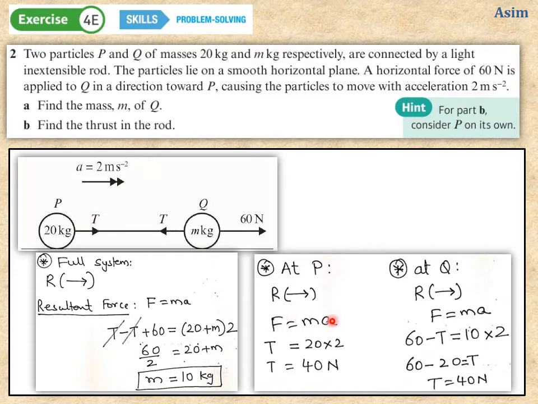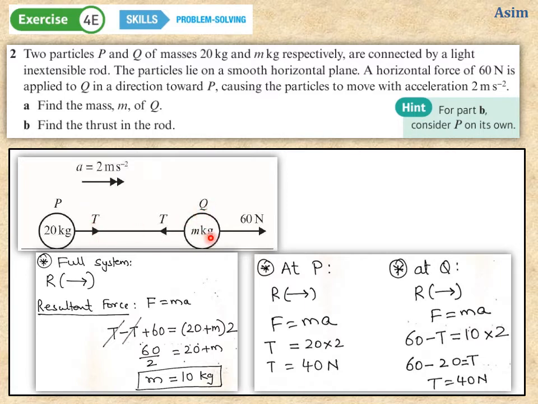So F equals ma. There is only a single force at P, T, equal to mass into acceleration, 20 into acceleration, you get T as 40 Newton. At Q, however, there are two forces, one is 60, one is T. Remember, this force is not for particle Q, this is for particle P.